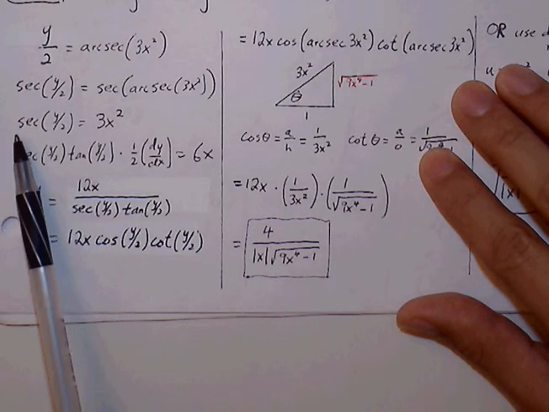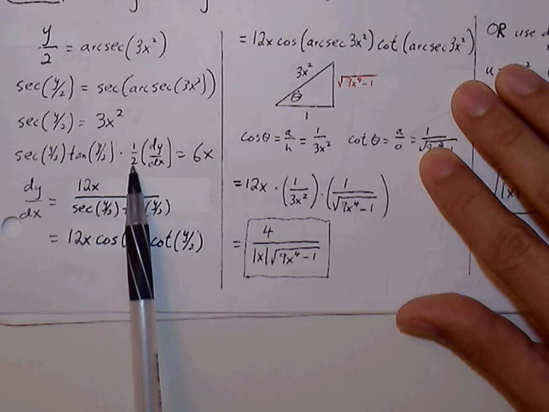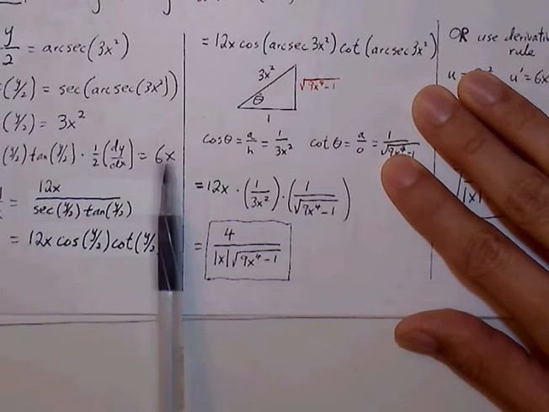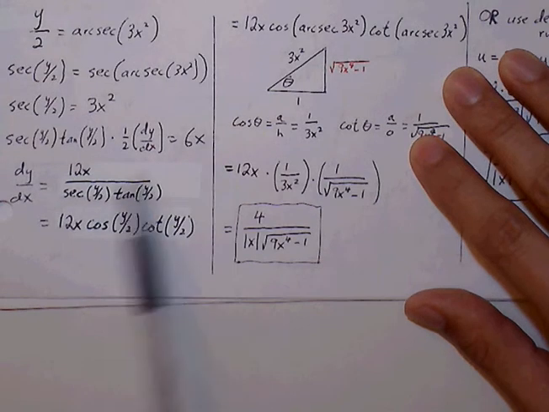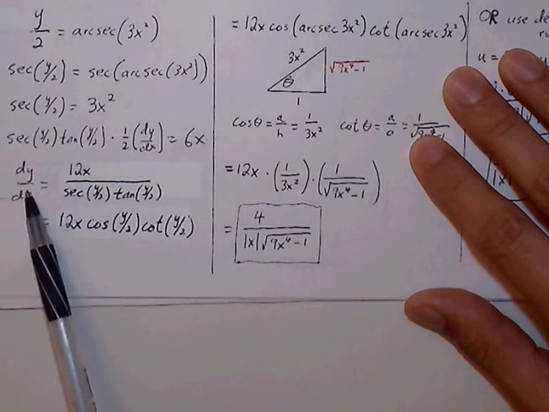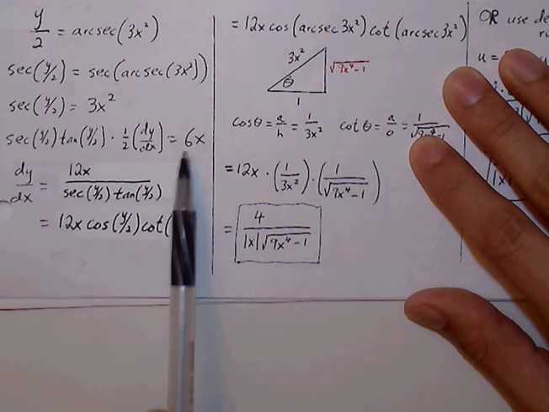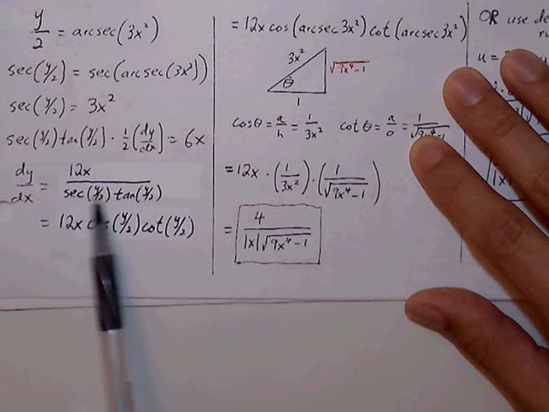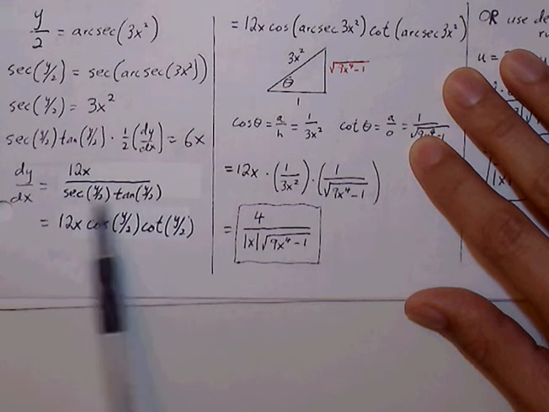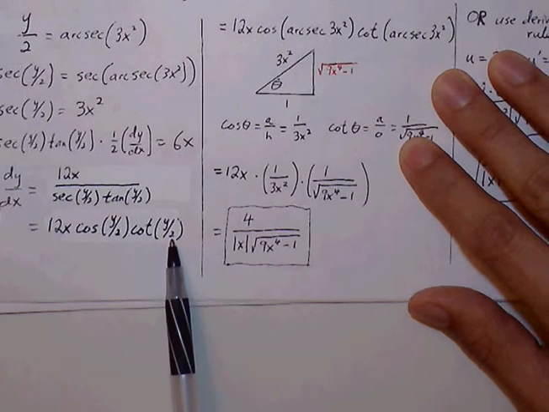So remember, the derivative for secant of u, right, is secant of u tangent of u times u prime. So the derivative of y over 2 is simply 1/2 times dy dx. And then 3x squared, derivative is just 6x. Okay. One step at a time, we're trying to solve for dy dx. So divide both sides by 1/2, which is simply multiplying by 2. So that'll give us 12x. Divide both sides by secant tangent. So if I divide both sides by secant tangent, I can move the secant and tangent up to the numerator as cosine of y over 2 and cotangent of y over 2.